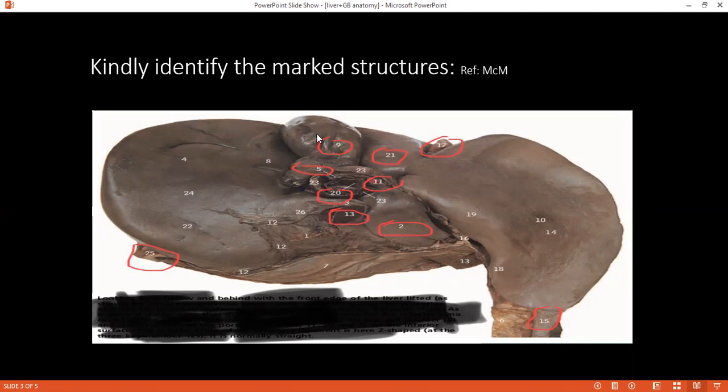Okay. Can you please tell me this structure 9? You identified it as gallbladder. What are the parts of the gallbladder? The parts of the gallbladder are body, fundus, and neck of gallbladder. Okay.